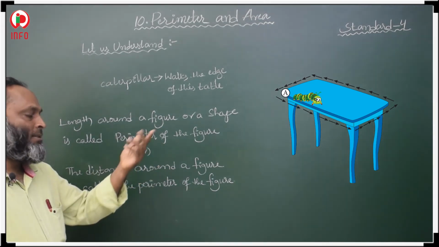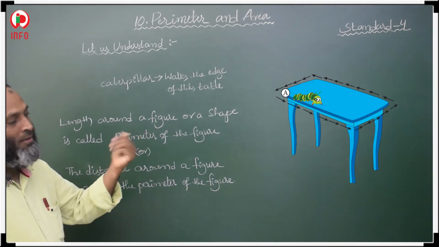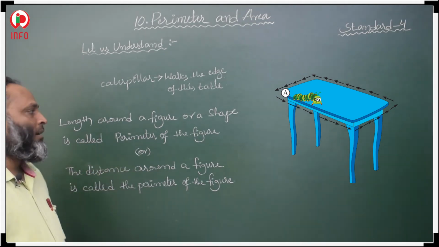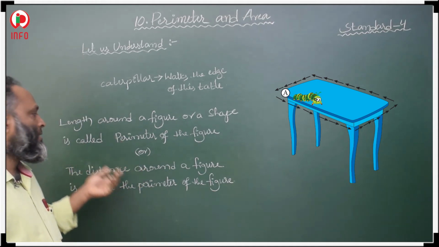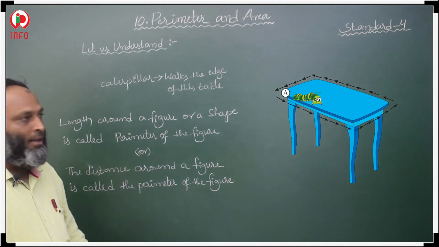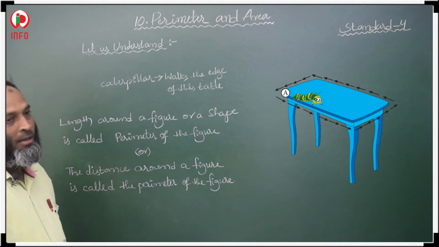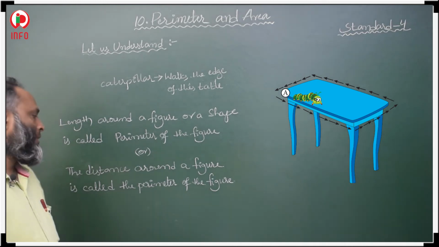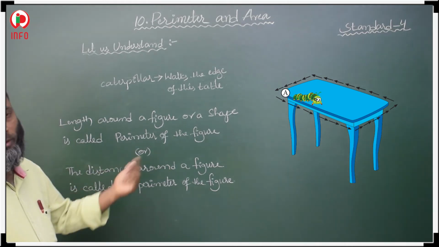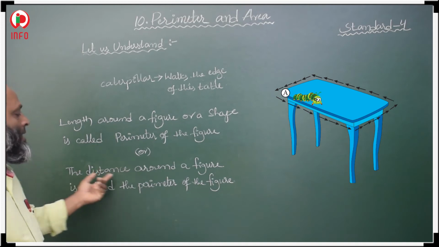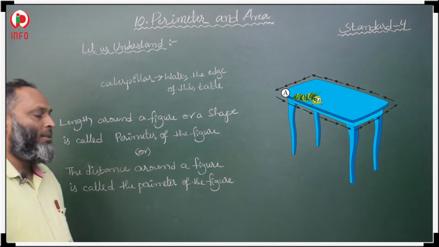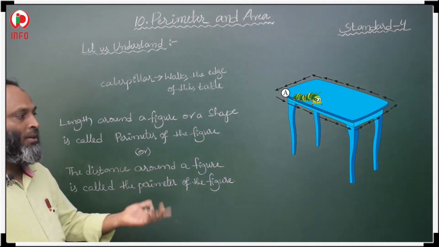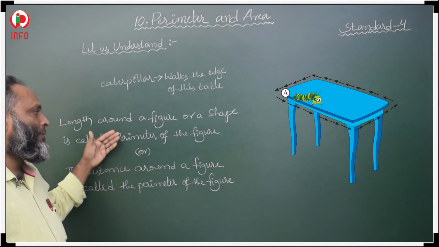So we can call it the perimeter of a rectangle. If the table is in circular shape, that is the perimeter of a circle. The length around a figure or a shape is the perimeter of that object. Or one more definition we can say: the distance around the figure is called the perimeter. So we have two definitions.